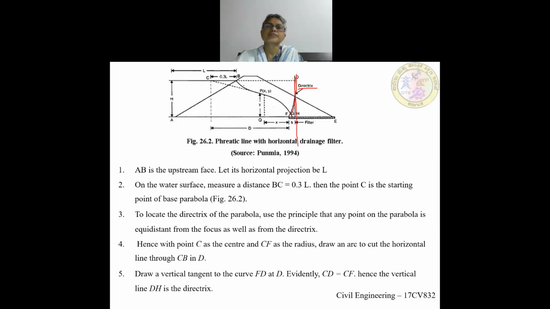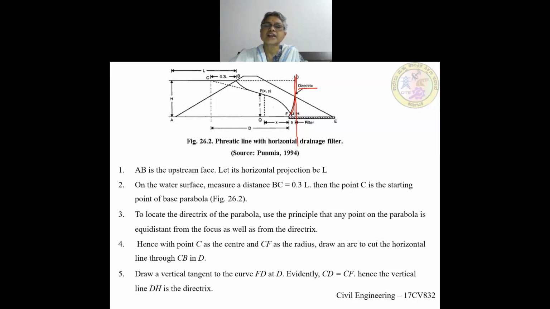So from the principle, what is this distance? CD will be equal to CF. The distance of the point C from the focal point and the distance of the point C from the directrix is the same. Okay. So now you have located the point D, and G is the point which is in between F and H. H is a point where the directrix cuts the filter.